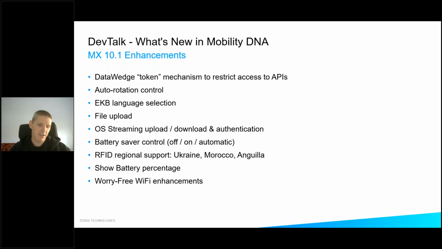So MX, let me just tell you what MX is. If you're not familiar, MX stands for Mobility Extensions. I said Mobility DNA was the whole umbrella term. So Mobility Extensions are the capabilities which Zebra have created on top of the standard Android operating system. And there's a whole history here. Back in the Jelly Bean, Lollipop days, Android wasn't really enterprise ready. And so there was a lot in MX, like security and enhancements for Wi-Fi and all sorts of stuff to make it enterprise ready.